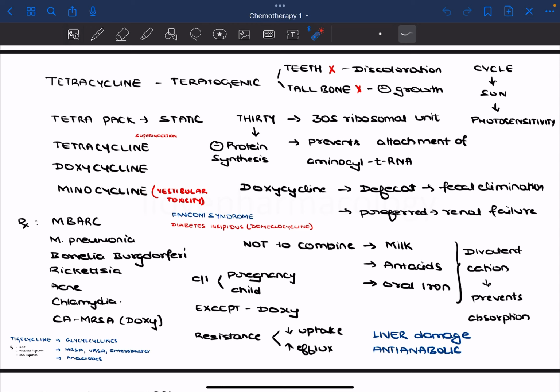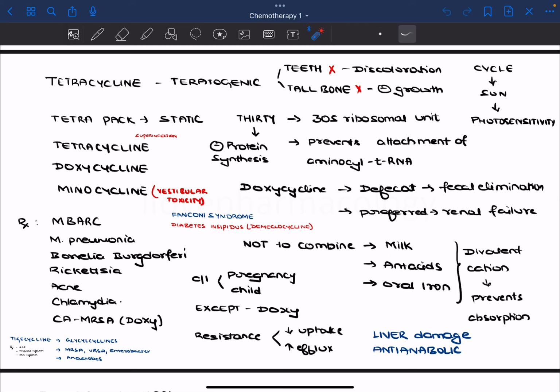So expired drug usage can cause Fanconi syndrome with which antimicrobial agent? Again tetracycline. So which among the tetracyclines will cause diabetes insipidus as a side effect? That is demeclocycline. And tetracycline cannot be combined with milk, antacids as well as oral iron because it will form a chelate with divalent cations because of its chelating property and it will prevent absorption. So they are contraindicated in pregnancy and children because of their teeth and tall bone adverse effects. The exception is doxycycline. Apart from that, it can also cause liver damage as well as the anti-anabolic effect.